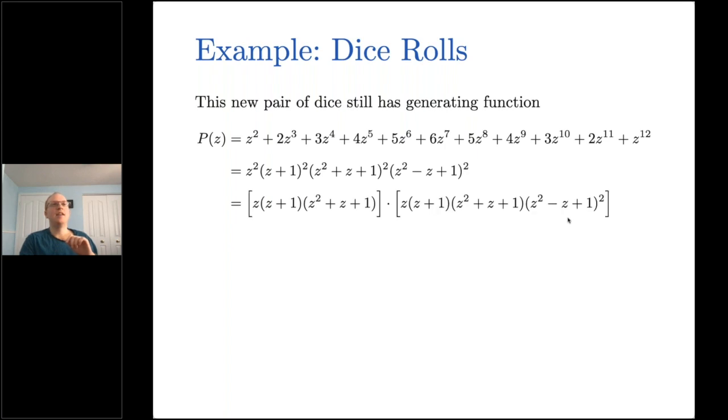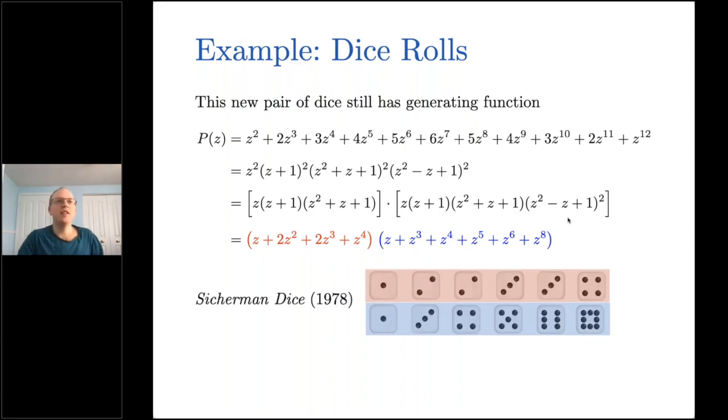And here's the cool thing: we can move these factors around in a way that looks like this. And if you do that and you expand, then you get the product of two polynomials whose exponents are positive integers and whose coefficients are natural numbers. And in particular, this gives you a new set of dice, which are known as Sicherman dice, whose chance of rolling each number is the same as the standard pair of dice.